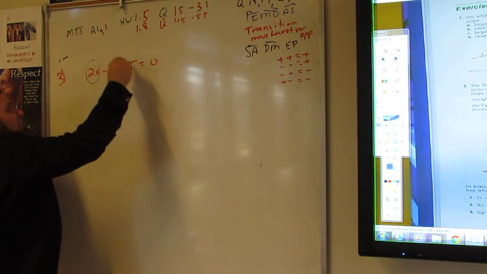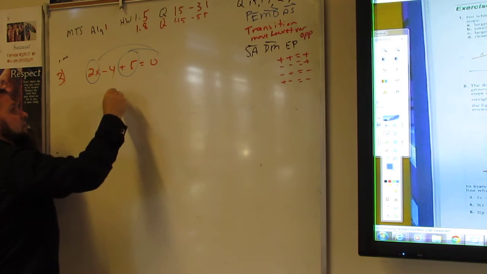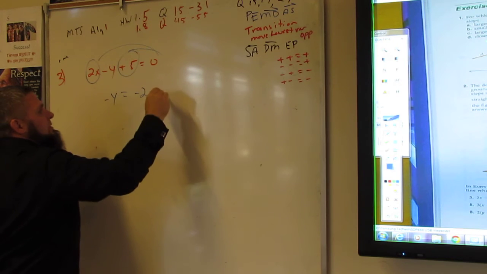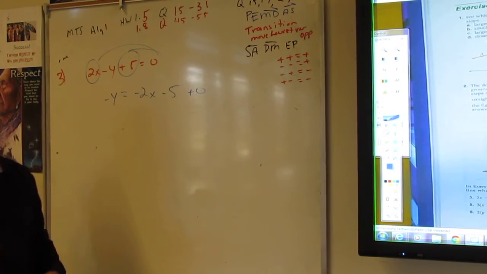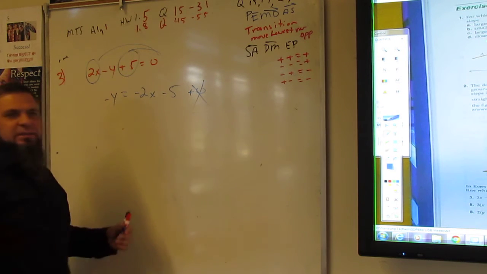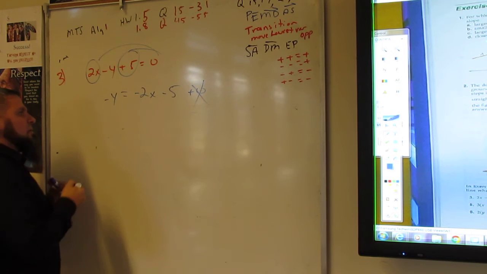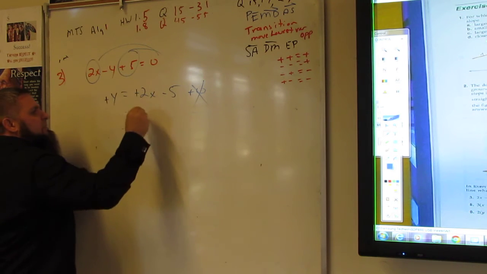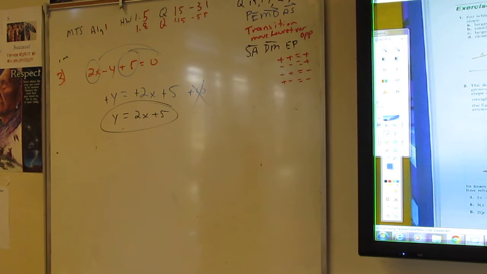Alright, I move this over here, I change the signs. Negative y is equal to negative 2x minus 5 plus 0, of course. But I don't really care about the plus 0 because it's 0, right? Okay? Next, I got to change the signs. Alright, change the signs. This is plus, this is plus, this is plus. Y equals 2x plus 5. Done. Simple. This is how easy it should be for you. We're at that stage now. This is pre-cal.